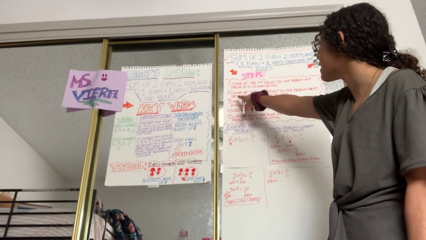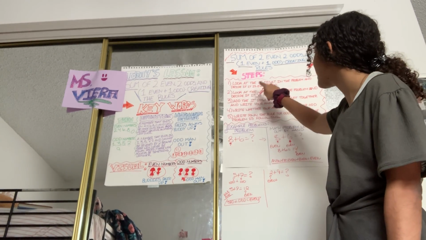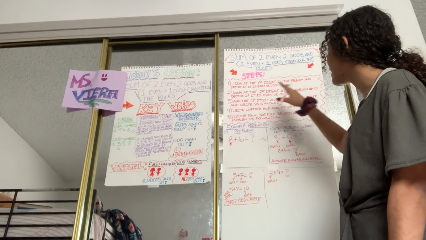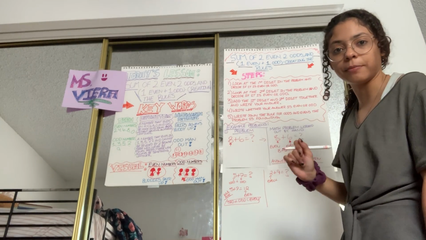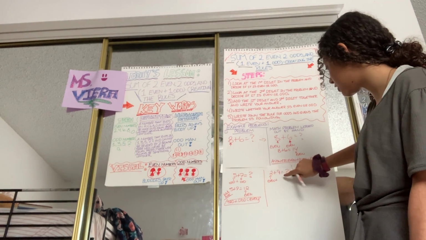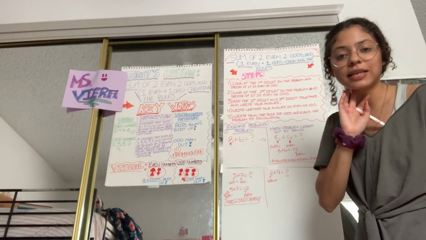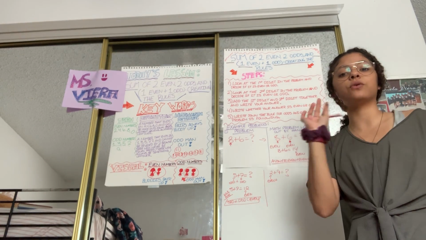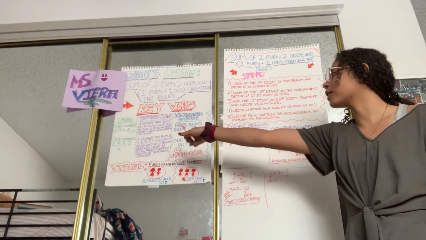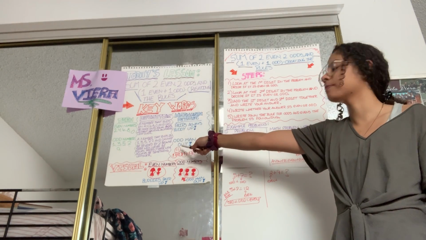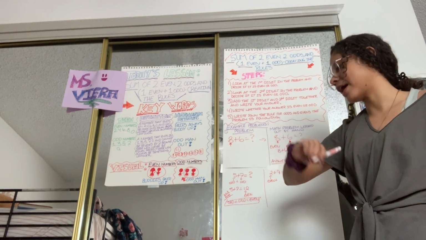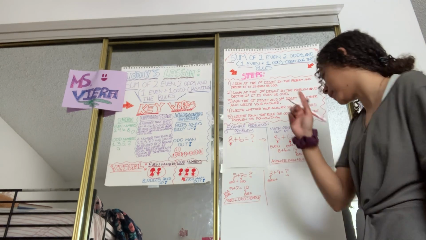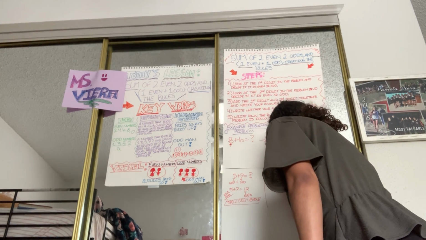Look at the second step. Look at the second digit in the problem and decide if it is an even or odd number. It's a 9. Is it an even or an odd number? Look back at your definitions. It's an odd number, right? Because there's an odd man out. Yes, it's an odd number.